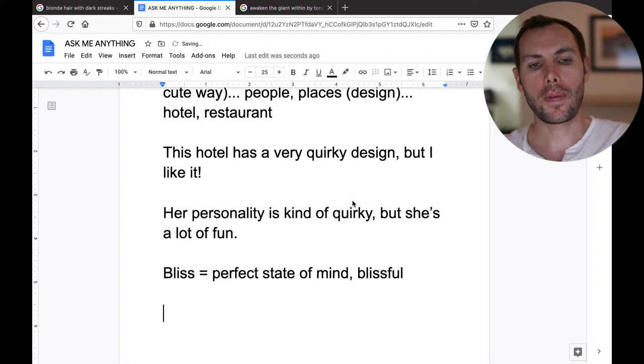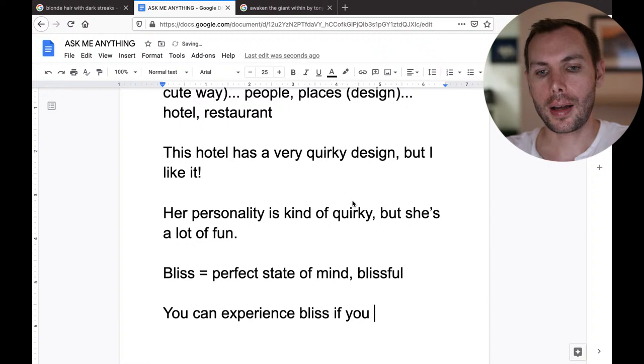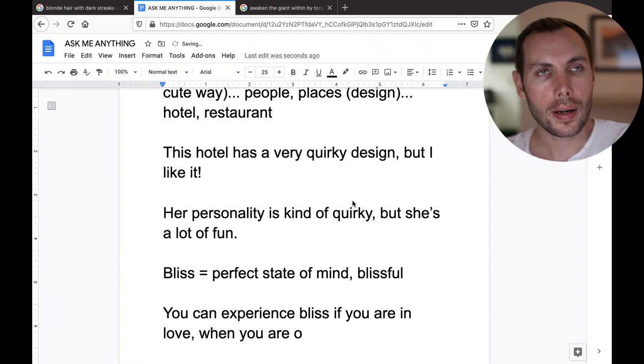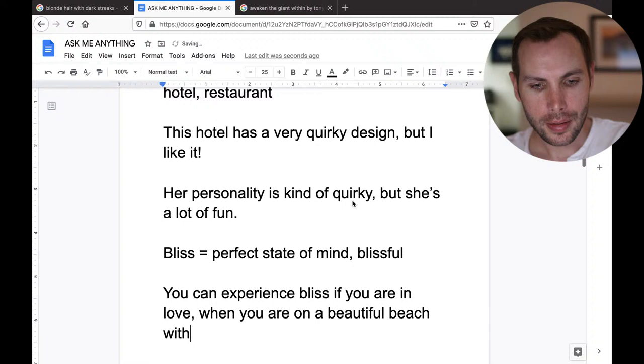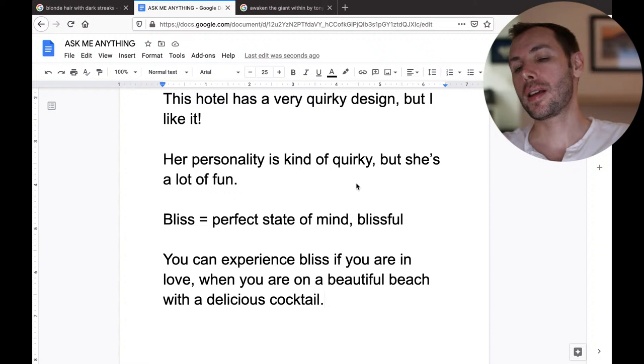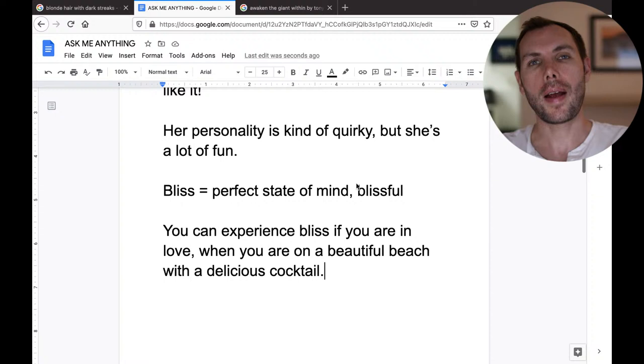Blissful. So, for example, you can experience bliss if you are in love, right? Or maybe when you are on a beautiful beach with a delicious cocktail, you are experiencing bliss. Ah, this is bliss. Or maybe this place is bliss. I never want to leave. One of our members, Maureen, recently went to the Maldives and it looked like bliss to me. Everything is perfect. It's bliss, blissful bliss.